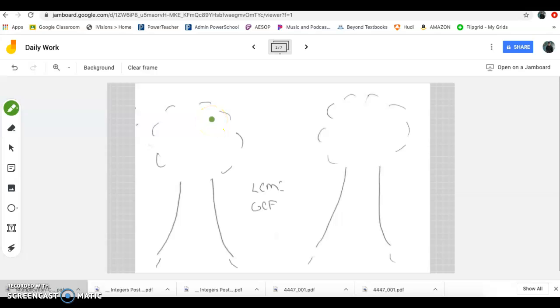So now you should have your LCM, GCF, and your 2 trees. Now I'm going to give you your 2 numbers, okay? I'm going to go back to my red. The 2 numbers I want you to use today are 12 and 8. All right, so the first thing we want to do is find our factors, our roots.